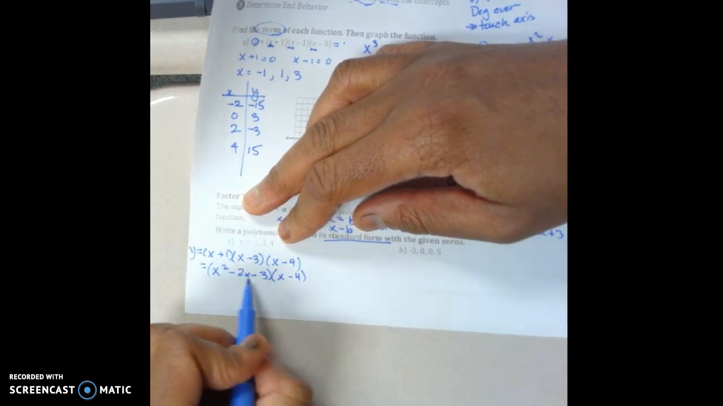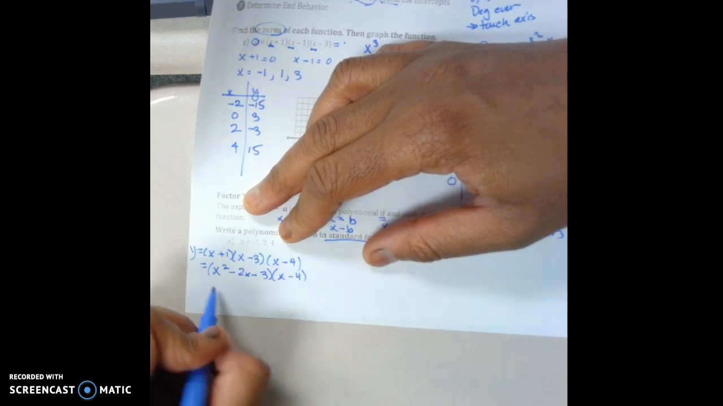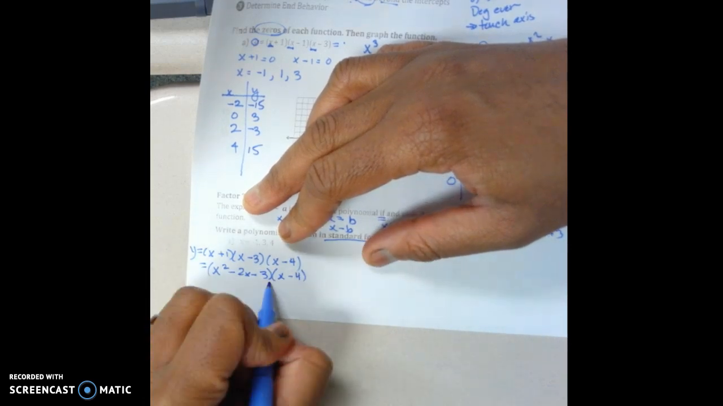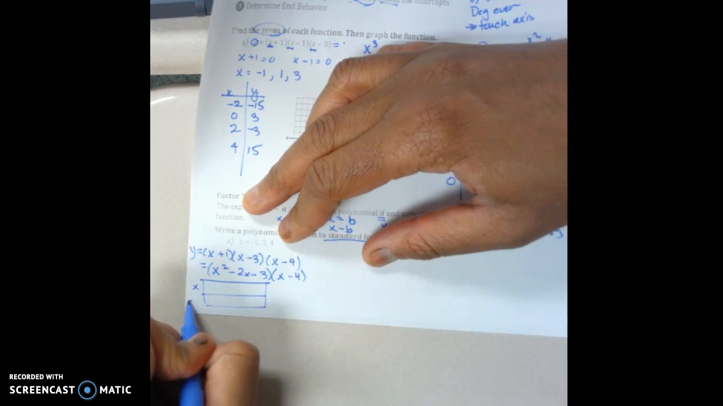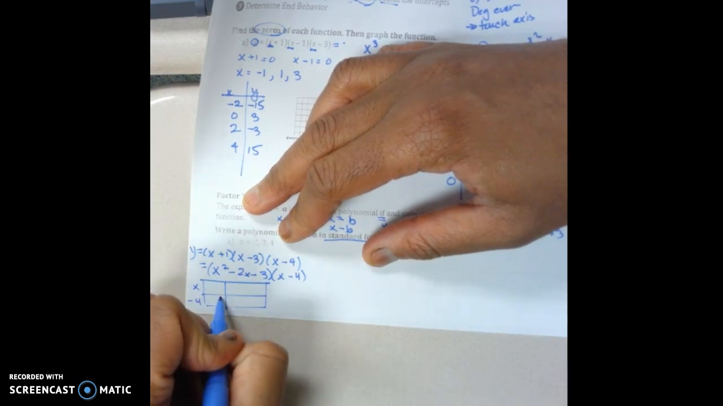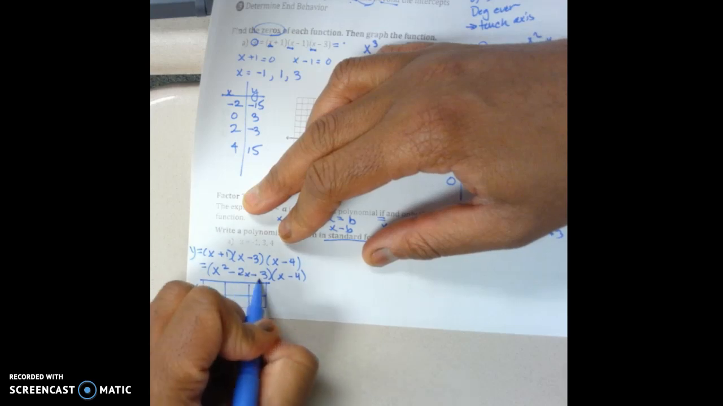Now, I'm going to just give you a hint. When I have these, sometimes it really does get a little bit complicated. So I will use the box method. It also kind of looks like a Punnett square. And so this is x squared, negative 2x, minus 3.